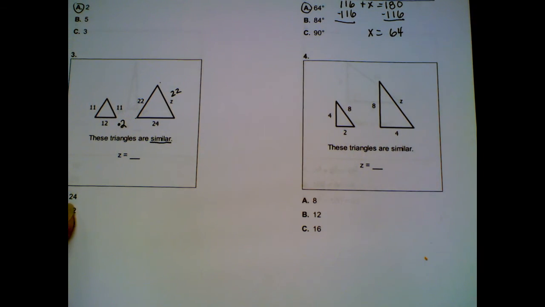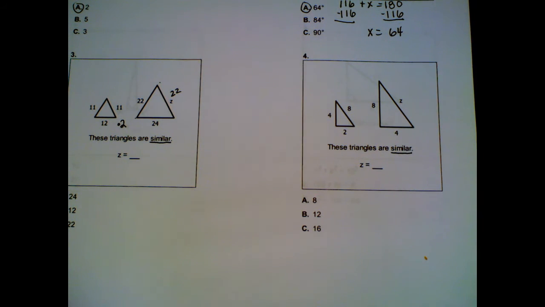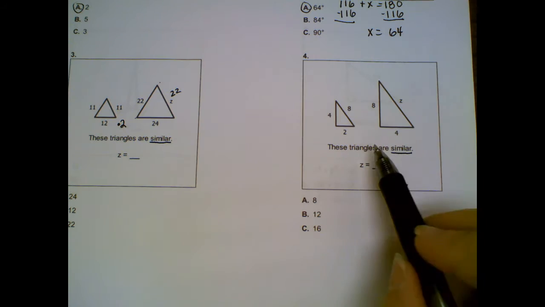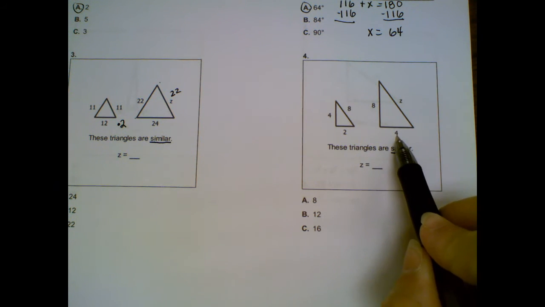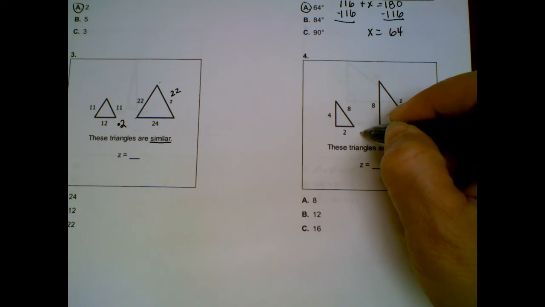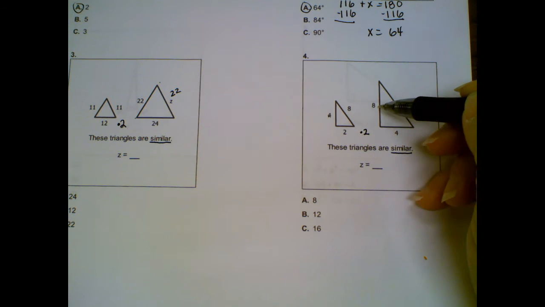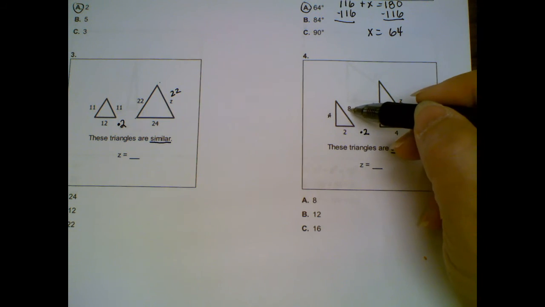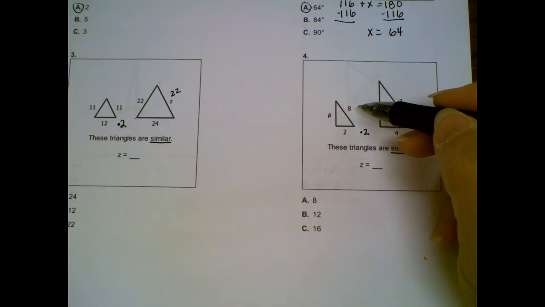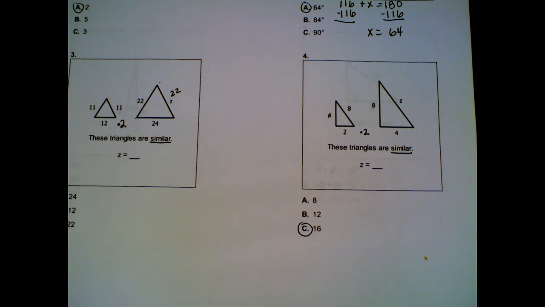For number 4, we do the same thing. Because it tells us these are similar, they're changing by the same proportion. My corresponding sides here at the bottom, 2 became 4. How do we go from 2 to 4? By multiplying by 2. 4 became 8 by being multiplied by 2. So what are we going to do to our 8, which is the corresponding side for this one? 8 times 2, that is 16. Good job.